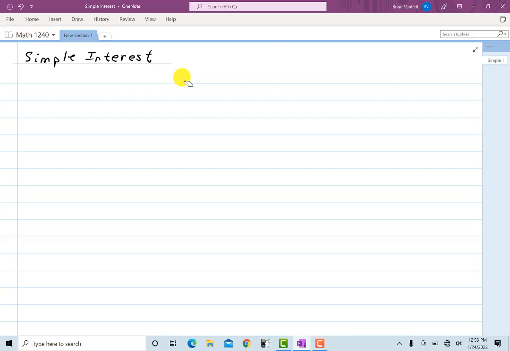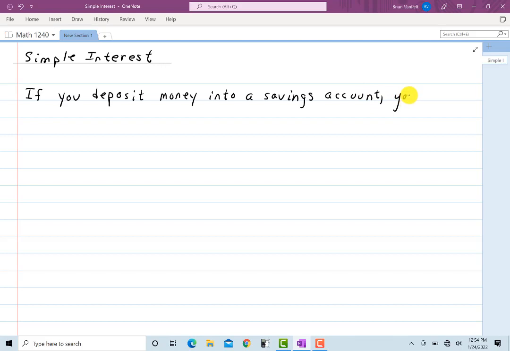All right, the first topic of discussion is simple interest. We're going to use this to develop what is used for paying interest in real life, but we need to start with simple interest to give you the ideas. So let's start off with, if you deposit money into a savings account, you may expect to get paid interest.